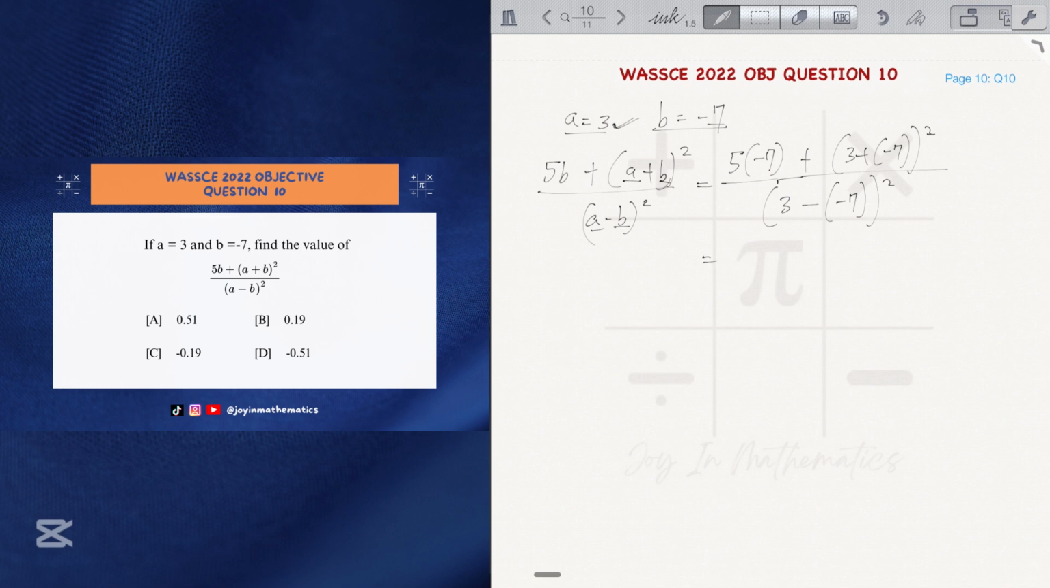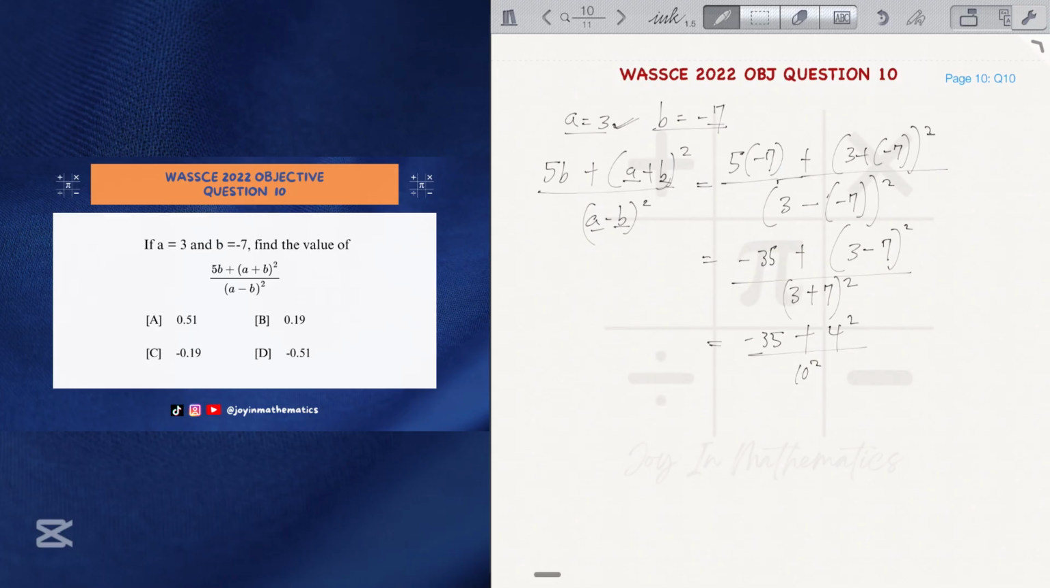So we will have 5 multiplied by -7 will give us -35, plus 3, this plus and minus will result into minus 3 minus 7 squared, and likewise this minus and minus will result into plus. So we have 3 plus 7 squared. So we have -35. 3 minus 7 is equals to -4, plus -4 squared. 3 plus 7 is equals to 10, divided by 10 squared.